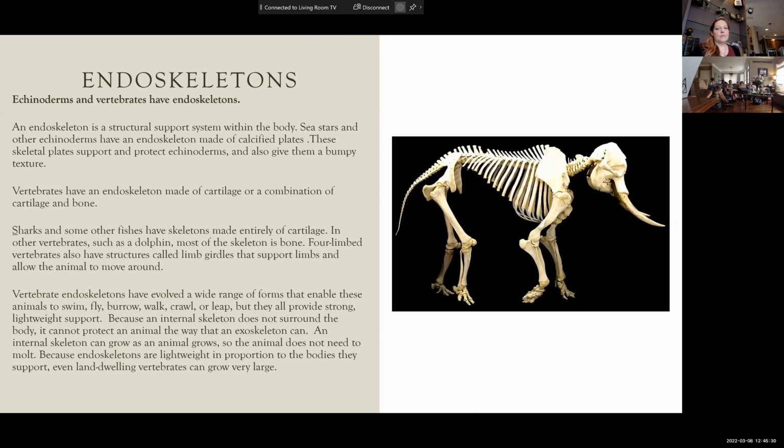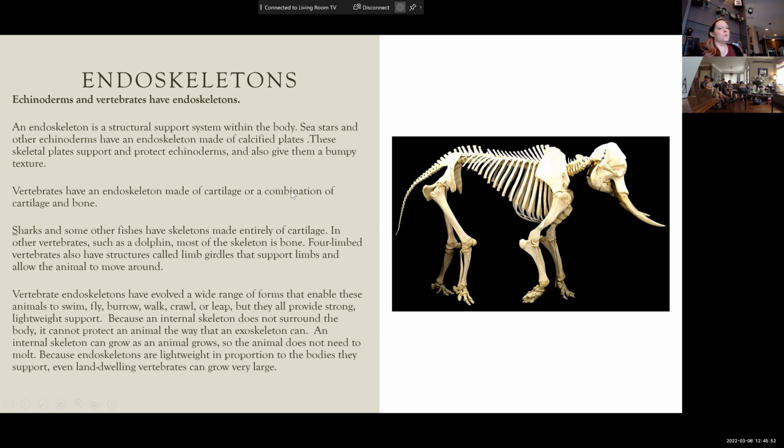So what's this one? Mammoth? Yeah, or some kind of a mammoth or an elephant. Yep. So endoskeletons, this is what we have. We have all of these bones that do different things. So endoskeleton is a structural support system within the body. Sea stars and other echinoderms do have an endoskeleton made of calcified plates.